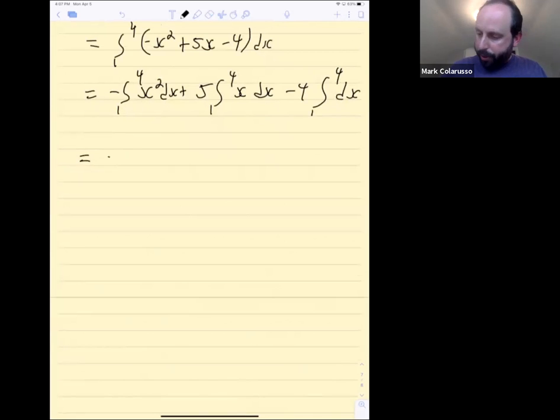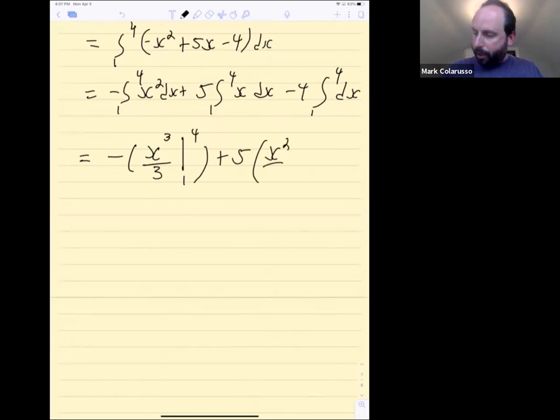And now watch your parentheses, minus the antiderivative of x squared. That's up the power by 1, x cubed over 3 between 1 and 4, plus 5 times the antiderivative of x. We've done this many times. It's x squared over 2 between 1 and 4. And then the antiderivative of 1 is just x, so it's minus 4 times x between 1 and 4.